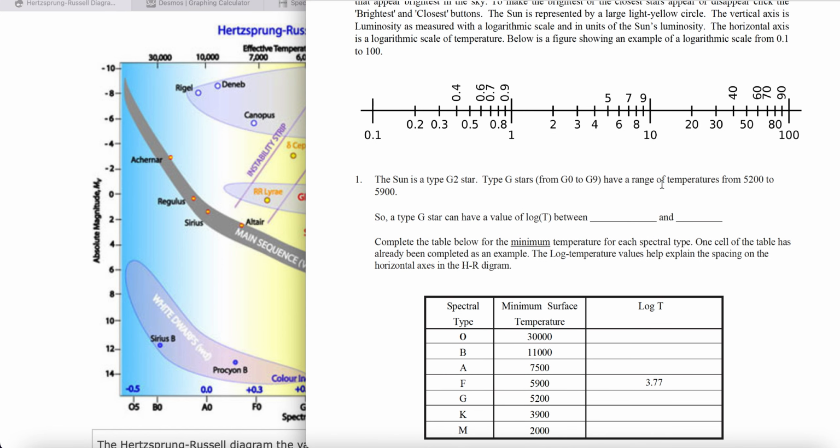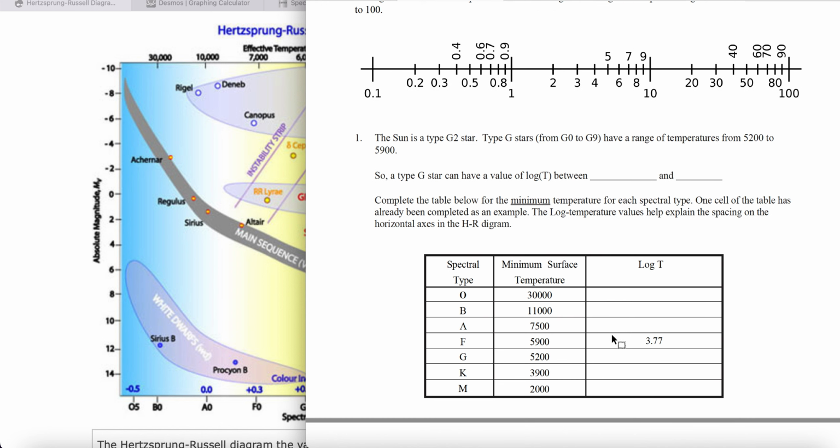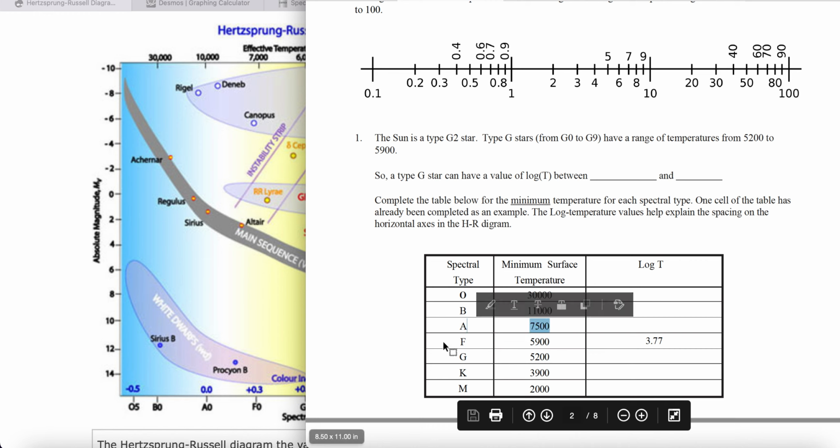Here you're given a range of temperatures in Kelvin that a G-type star can have, which is between 5,200 and 5,900, and you're just going to take the logarithm of each of those. So what does taking a logarithm look like? Well, I did one here. I have it filled in. For example, a spectral type F star has a surface temperature of 5,900 Kelvin. I should have put the units there. Bad me.